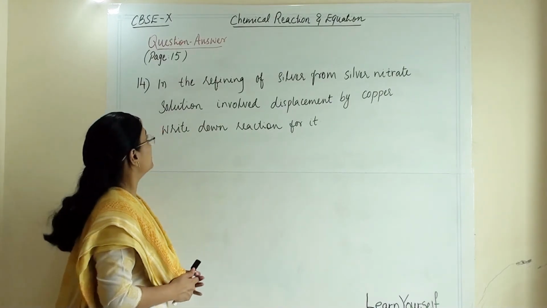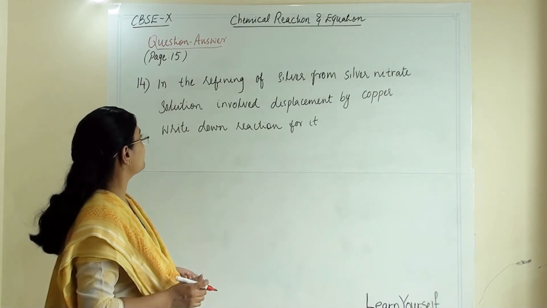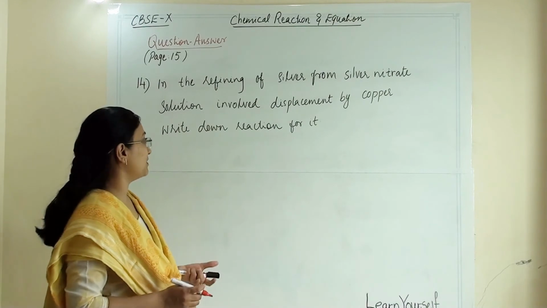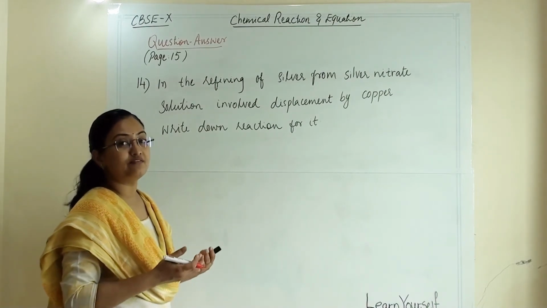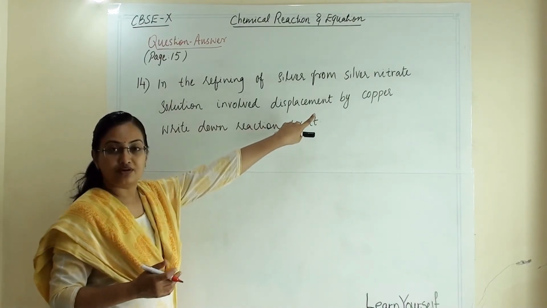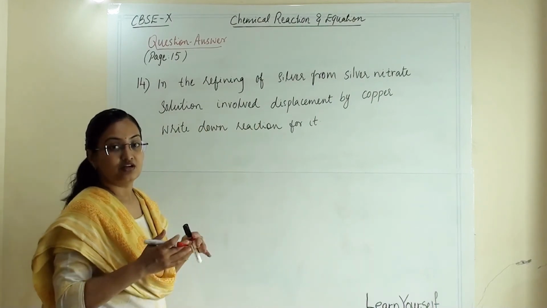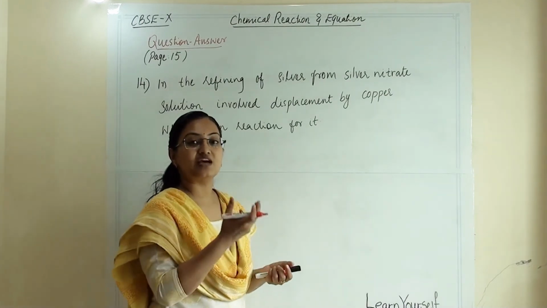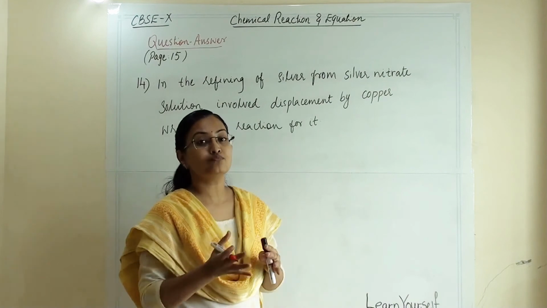14th question. The refining of silver from silver nitrate solution involved displacement by copper. Write down the reaction for it. So first we will give the reason that it involves copper for the displacement, and then we will write a reaction. So what is refining of metal? Refining of metal means we are extracting metal from an ore or from solution.